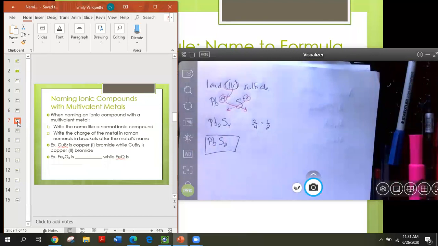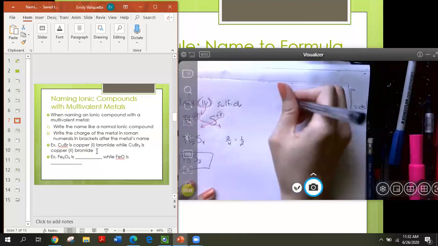It's actually a little bit trickier to write the name of an ionic compound that has a multivalent metal. We start by just naming it like a normal ionic compound where we write the metal's name, then the non-metal's name, and change the ending to IDE. The only difference is that we do need to put the charge of the metal behind the metal's name in Roman numerals. So the example that we have here is that CuBr is copper 1 bromide, whereas CuBr2 is copper 2 bromide.